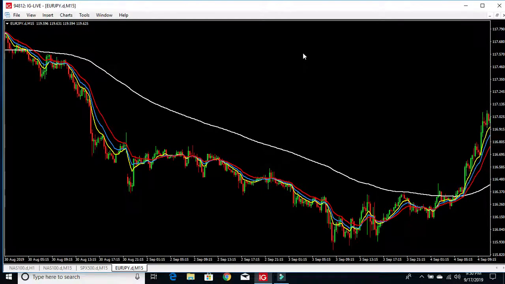But most importantly, you have to check the strategy on your own first, back test it, and then you can go into further implementation. So I'm going to start with this chart in front of me. This is the EUR/JPY chart.